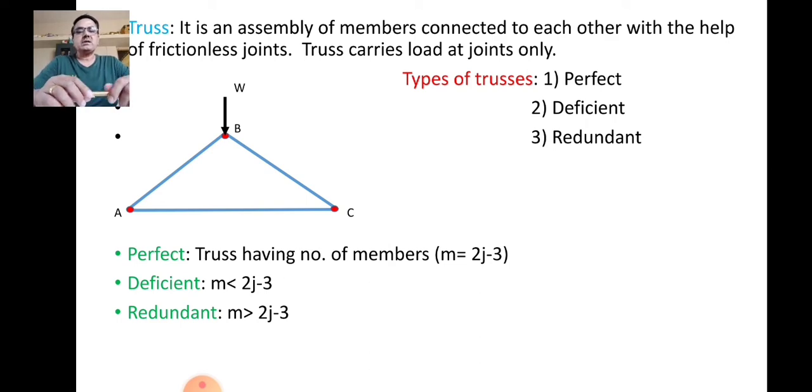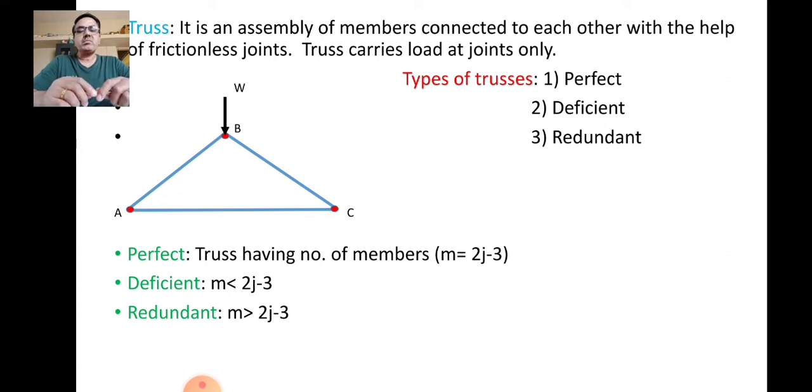Truss is nothing but an assembly of members connected to each other with the help of frictionless joints, and a truss can carry load acting at the joints only. Now, on the left of the screen, you can see a figure in which three members, member AB, member BC and member AC, are connected to each other with the help of frictionless pins or frictionless joints. The joints are shown in red color, and this particular structure is carrying a point load at joint B only.